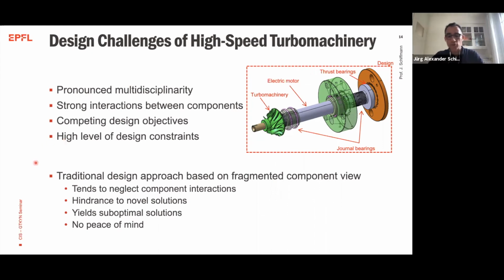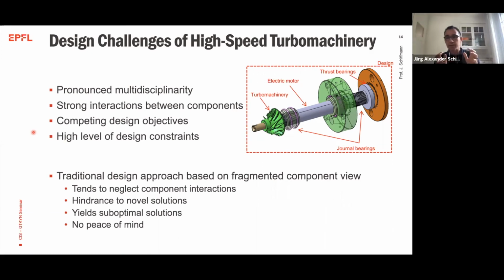Now, the traditional approach, or the classical, the straightforward approach to tackling complex design problems such as this one is actually to split the complex design problem into different digestible chunks, okay?